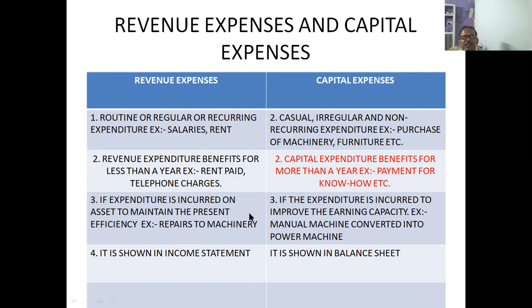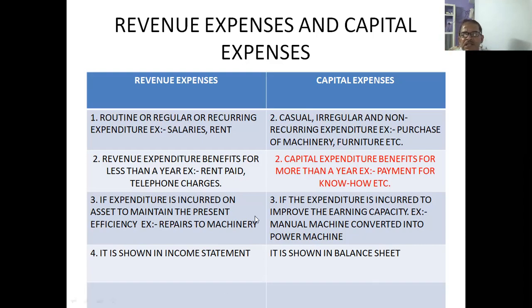Similarly, expenditure incurred on an asset to maintain its present efficiency is revenue expenses. For example, you make repairs to machinery to maintain the present efficiency of the property. So that's called revenue expenses. Suppose the expenditure is incurred to improve the earning capacity, such as converting your manual machine into a power machine; that is called capital expenses. In other words, suppose you have a two-wheeler that runs only on petrol, and you convert it into an electric bike. The expenses to convert your petrol bike to an electric bike or two-in-one bike are called capital expenses.